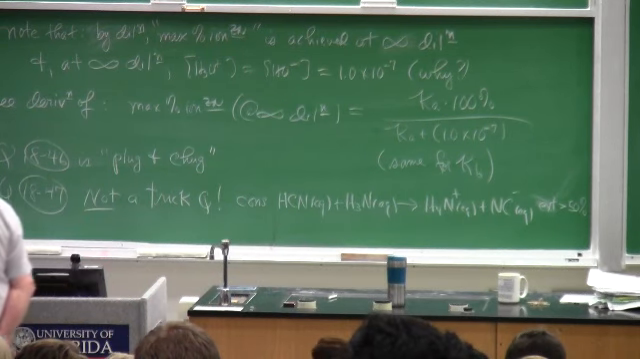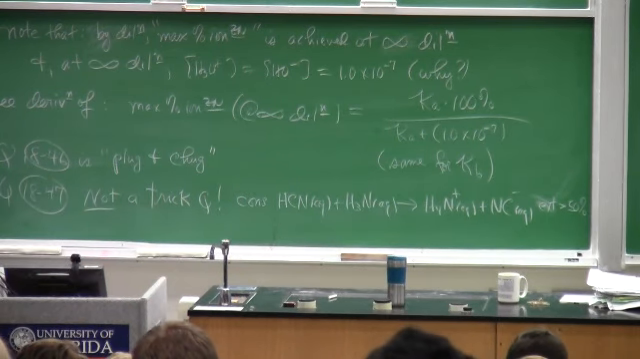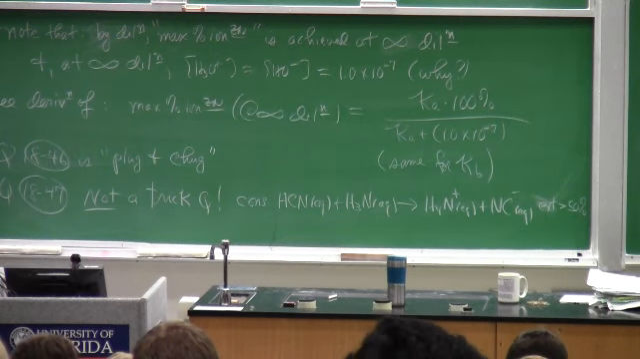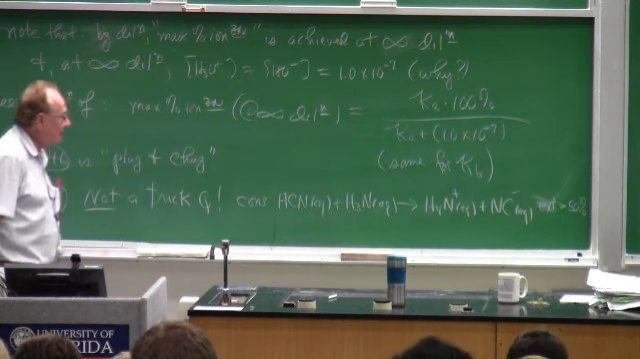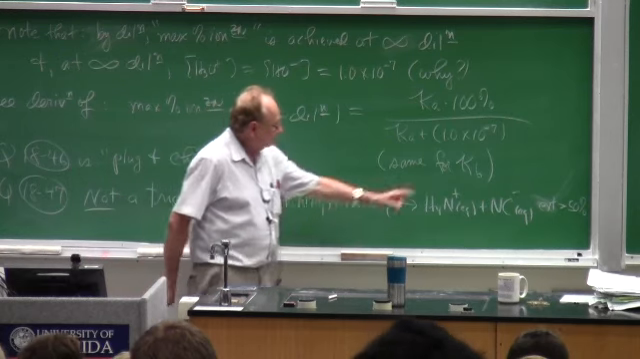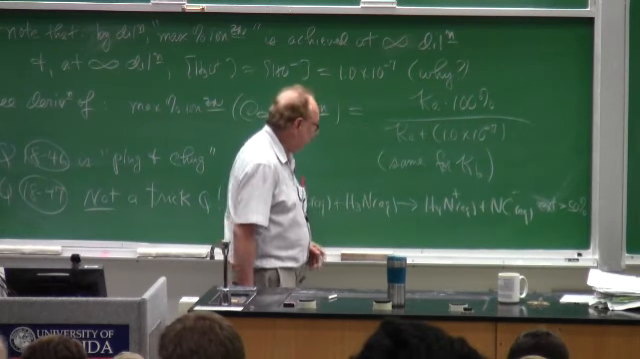And at infinite dilution, since we're operating, practically speaking, in pure water, hydronium ion and hydroxide ion molarities are each 1.0 times 10 to minus 7. That's where this term in this expression comes from.